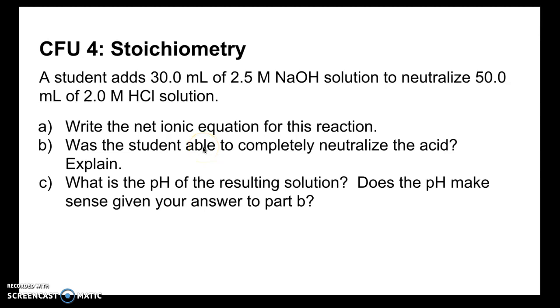If we added enough of the base to neutralize the acid, then it should have a neutral pH. If we did not add enough, then there should be more acid than base, and so the pH should be acidic. If we added too much, then that means we have more base than acid, so the pH should be basic. So that's what I'm meaning there. All right, pause the video now. When you press play again, the answer will be revealed.